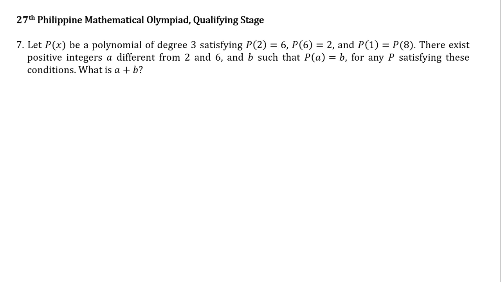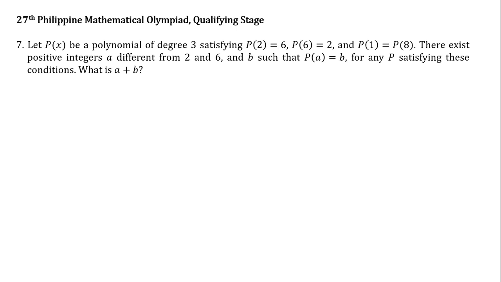In this video, we'll be solving another problem from the 27th Philippine Math Olympiad qualifying stage. This is part 3, problem number 7. Let p of x be a polynomial of degree 3 satisfying p of 2 equals 6, p of 6 equals 2, and p of 1 equals p of 8. There exist positive integers a, different from 2 and 6, and b such that p of a equals b for any p satisfying these conditions. What is the value of a plus b?